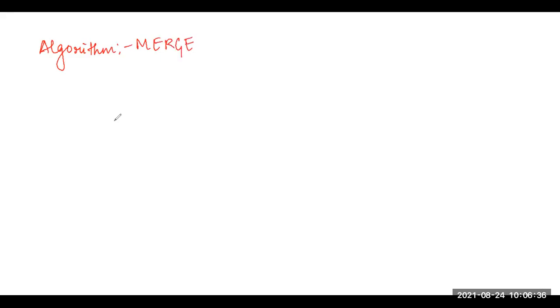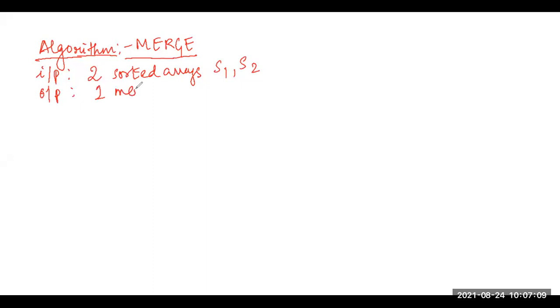So this is the algorithm merge. Here, what is the input? The input is two sorted lists or two sorted arrays, whatever you call it, suppose S1 and S2. These are the inputs. And finally, one merged sorted array will be the final output always. This I am naming, suppose, S.